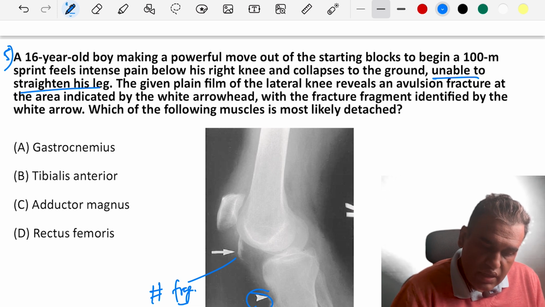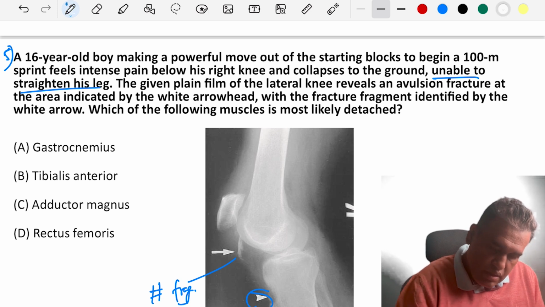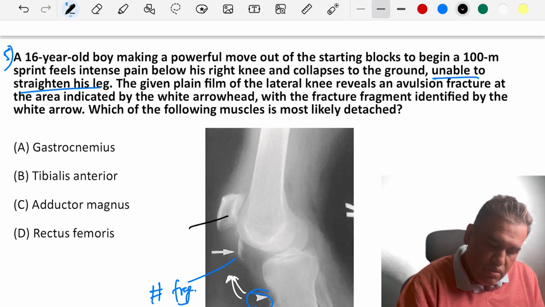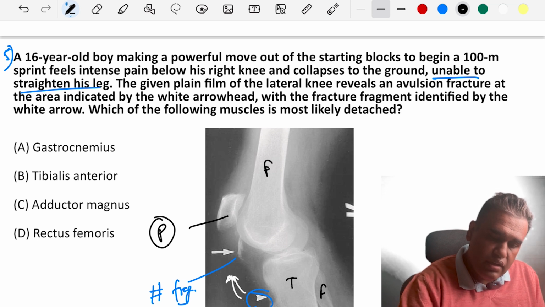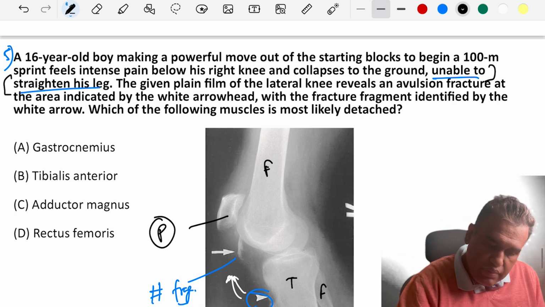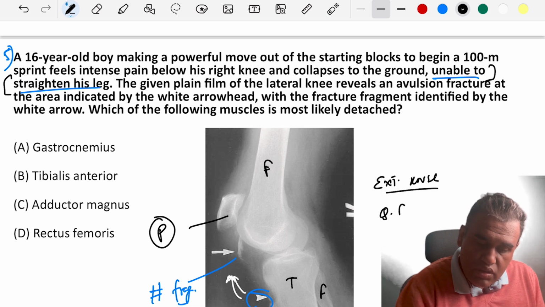Which of the following muscles is most likely detached? They are saying that avulsion happened from here, and it moved to that side. What is the structure over here? It's a lateral view. We can easily identify P for patella, F for femur, and this is T, tibia, and fibula over here. What is the structure which is going from femur to tibia anteriorly? Plus, they also give a hint: unable to straighten the leg, or unable to extend the knee. Which muscles extend the knee? Think about it. It's the muscles in front of the thigh, known as the quadriceps femoris muscle.